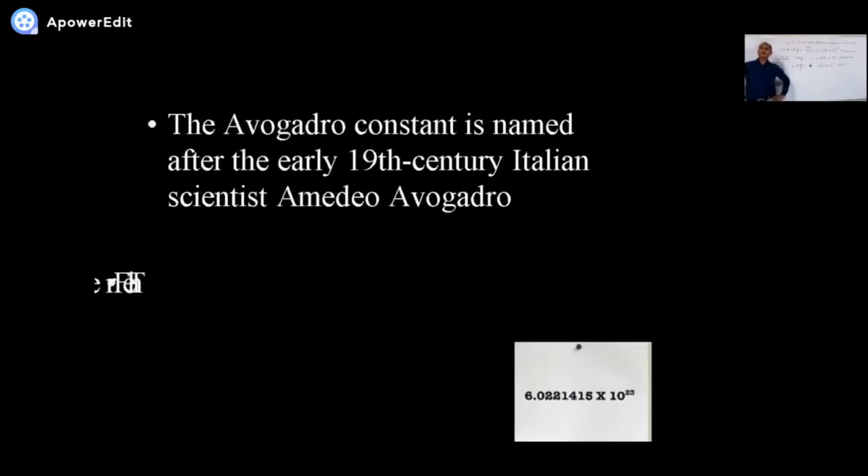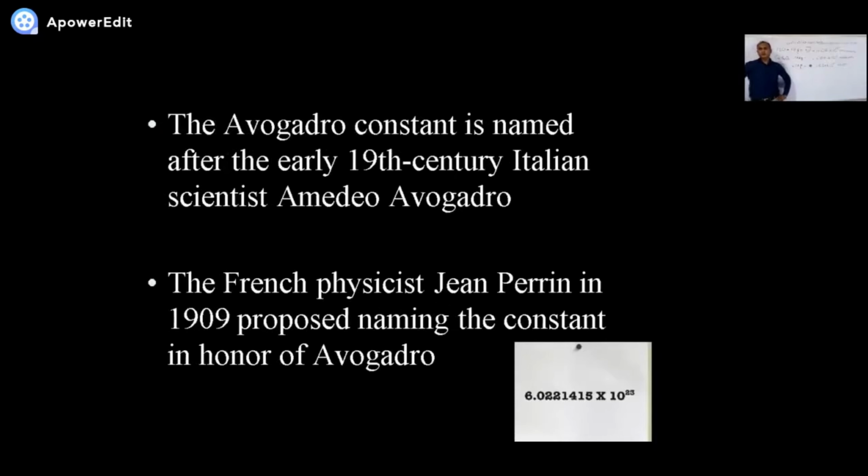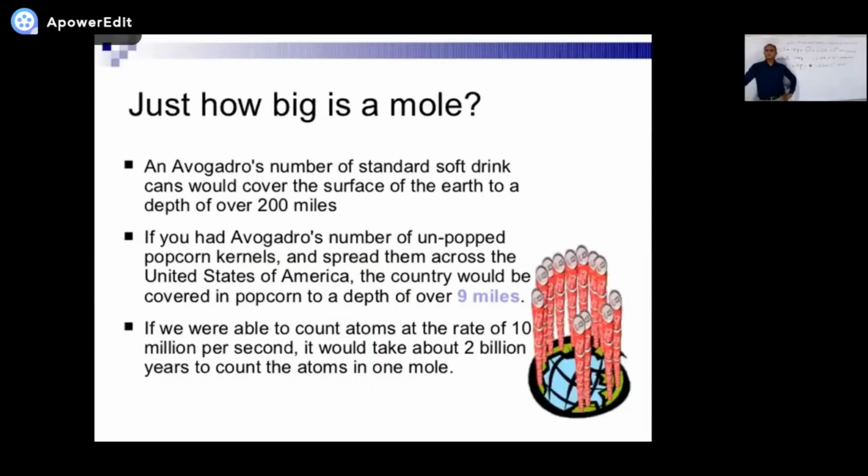You can see on the screen the Avogadro constant is named in honor of the early 19th century scientist, 1811. And who proposed this? Jean Perrin. Just for your info, how can you read this number? Read point number 2 and 3. So quite interesting. It's a very, very huge number.